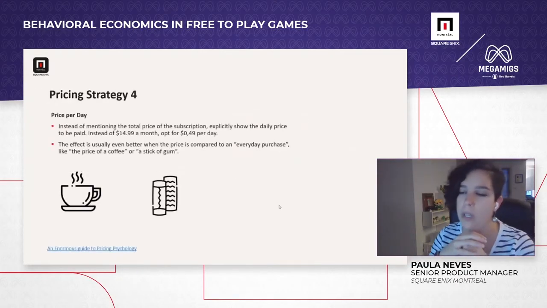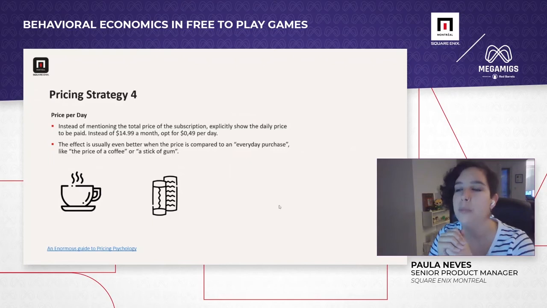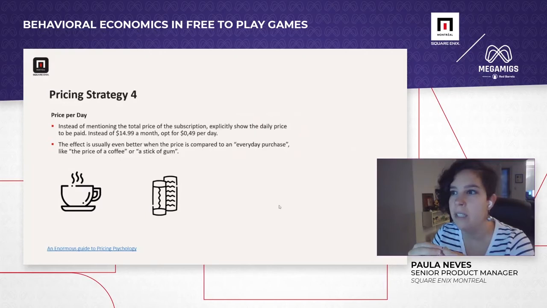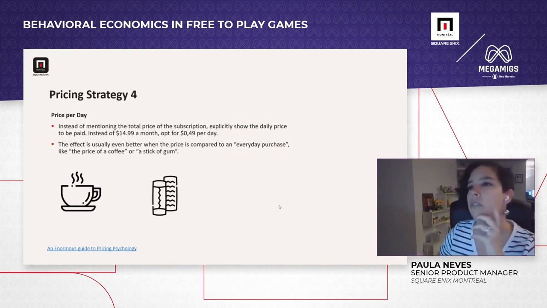Something that is cool as well and that I've tested in the past is the price per day. Instead of mentioning the total price of the subscription in your game, which is the case where I tested it, explicitly show the daily price to be paid. So instead of $14.99 a month, it would be 49 cents per day. And what worked even better for me was when you compare it to everyday purchases that are pretty cheap, right? Like you'll be spending less with this than with a cup of coffee or a stick of gum. These are very useful techniques to use.